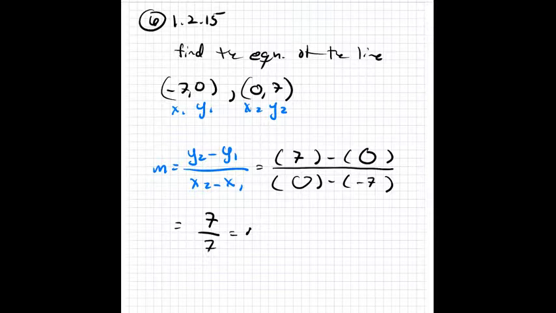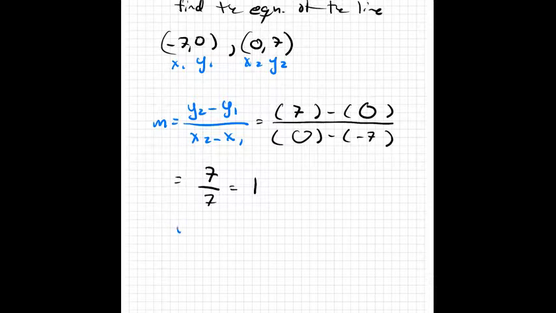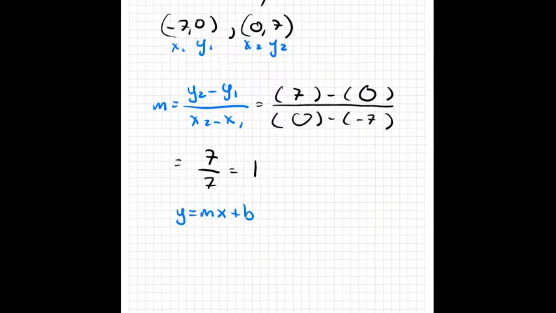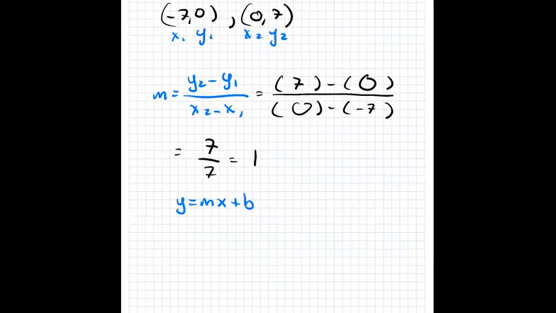Slope is 1. Okay. So then we're trying to find the equation of the line. So I'm going to use y equals mx plus b. I'm going to choose that second point. If we choose that second point, our y value is 7, the slope is 1, our x is 0. The only thing we don't know is b. 0 times any real number is 0. So then b equals 7. Okay. So then our equation is y equals x plus 7.